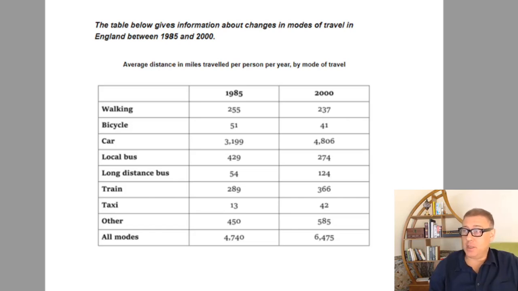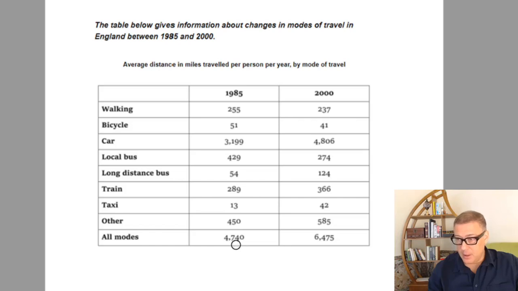So the table below gives information about changes in modes of travel in England between 1985 and 2000. So how were people traveling in England in 1985, and how were they traveling in 2000? So both dates are in the past, so we'll be talking about this in the past tense. Average distance in miles traveled per person per year by mode of travel, so number of miles. So when I look at something like this, again, I immediately start looking for connections, numbers that are similar.